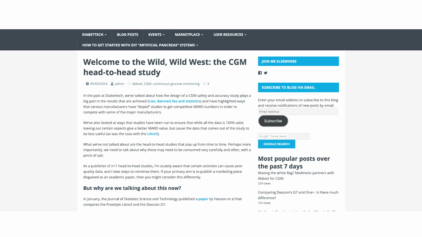Okay. Your most recent article covers this head-to-head study that put the Libre 3 versus the Dexcom G7. It was published by the Journal of Diabetes Science and Technology earlier this year. What did the study determine? Honestly, not a lot. The study was done by Abbott to prove that the Libre 3 was better than the Dexcom G7. But there are a lot of problems with the study.